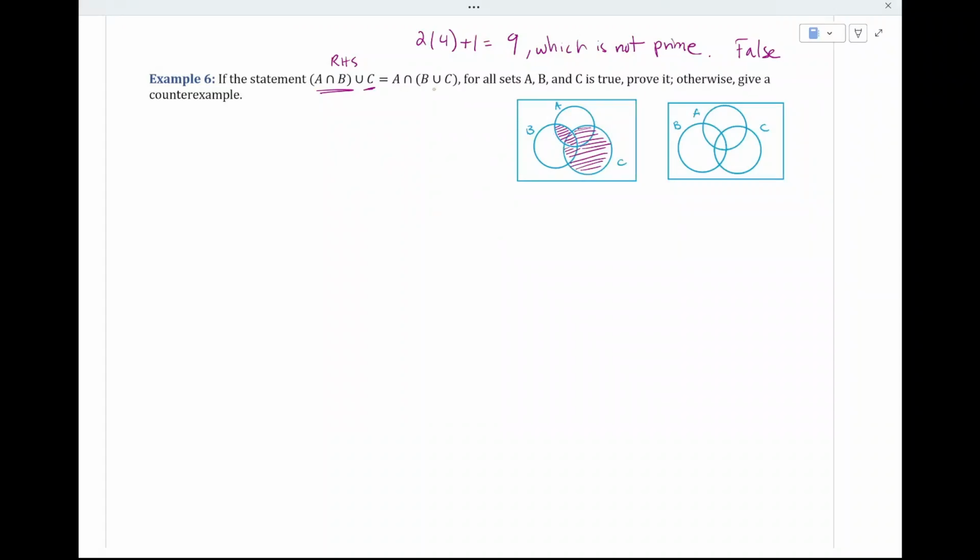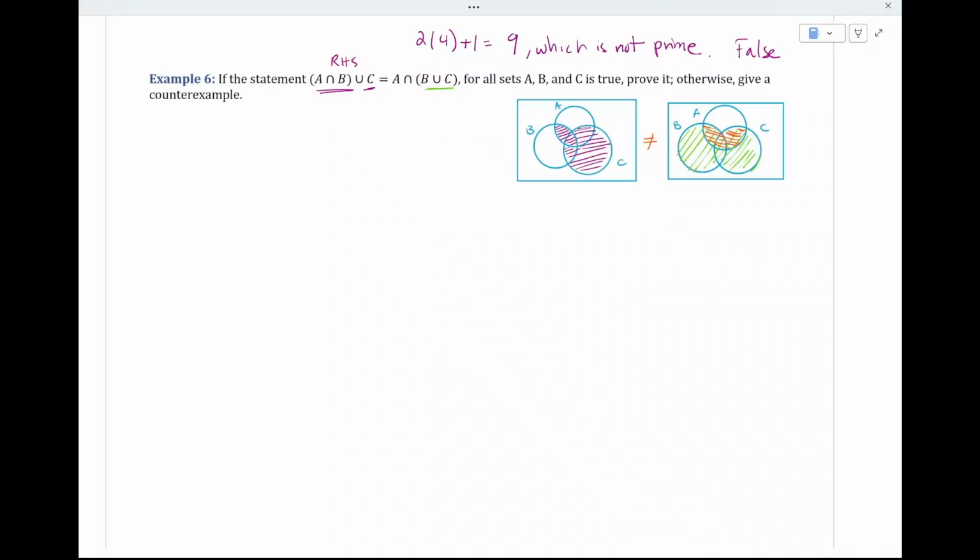Okay, so for the other side, I've got B union C, which is all of this. And then I want to intersect that with A. So just the parts that intersect with A. That's this part right here. Okay, so these pieces do not look like they're the same. It looks like this picture on the left includes the rest of C, and I don't have all of C. I just have that part of C that's intersected with A. So these are not the same. So I need to find a counterexample.